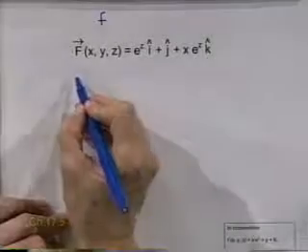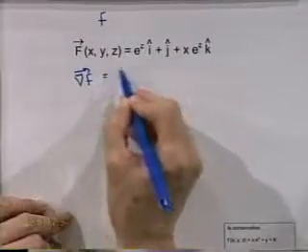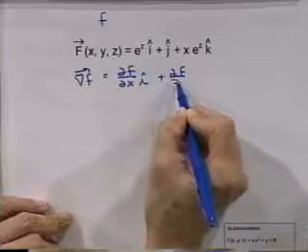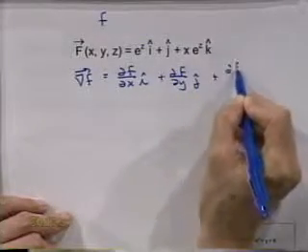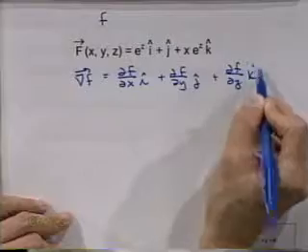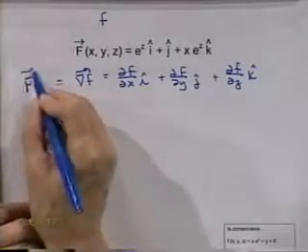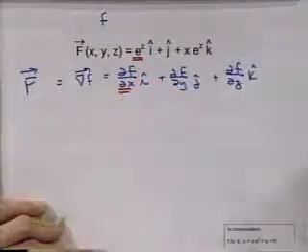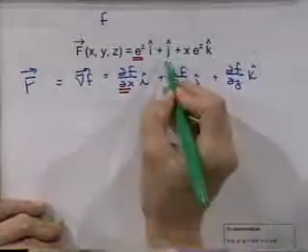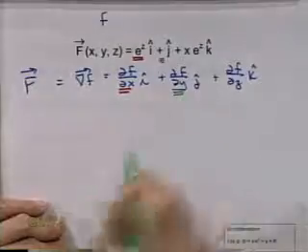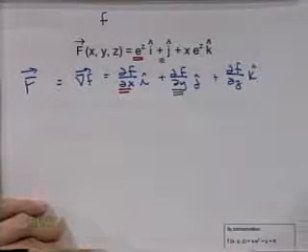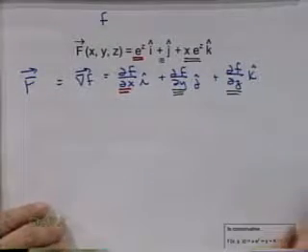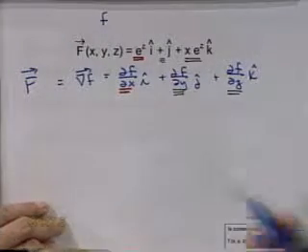No. But if I take the gradient of f, which is the partial of f with respect to x times i, plus the partial of f with respect to y times j, plus the partial of f with respect to z times k, this will equal big F. So this x component must equal this x component. This y component must equal this y component. And this z component must equal this z component. So now we're going to try to build the potential.